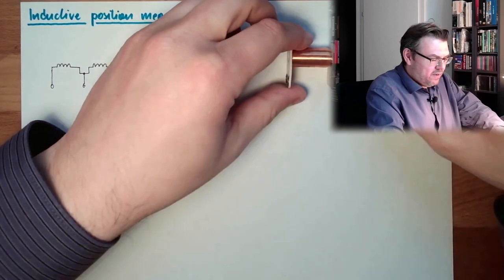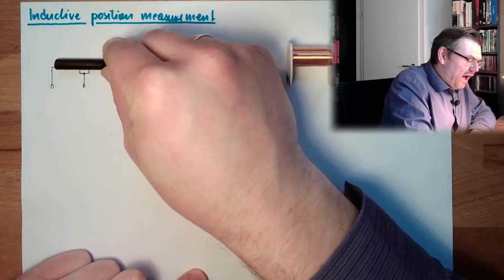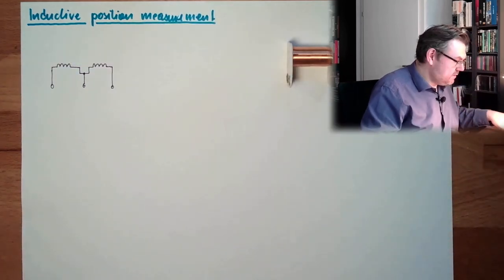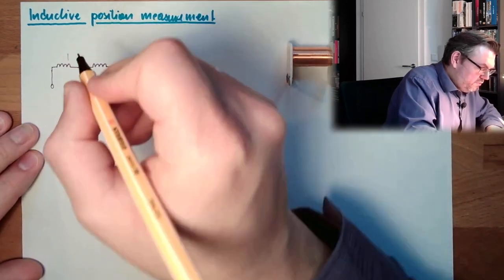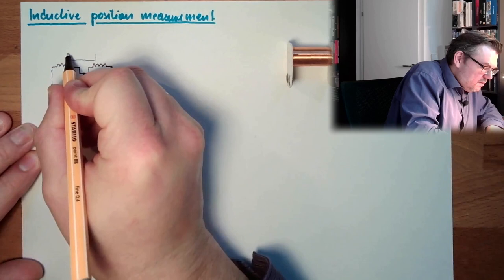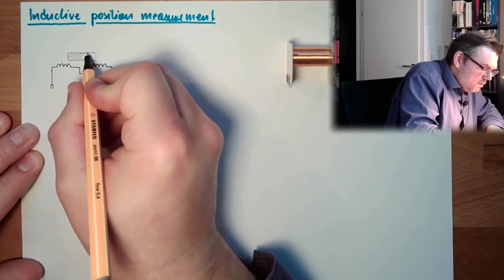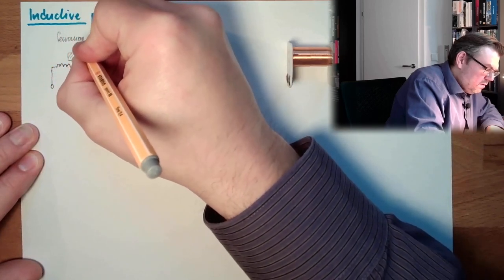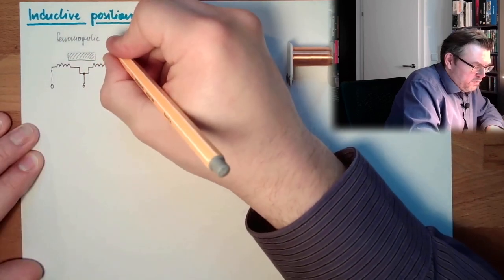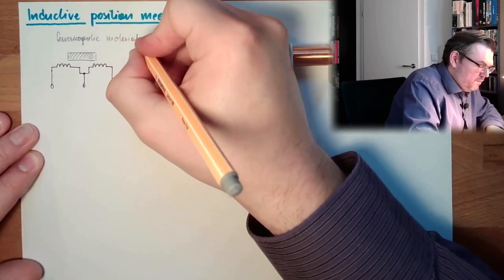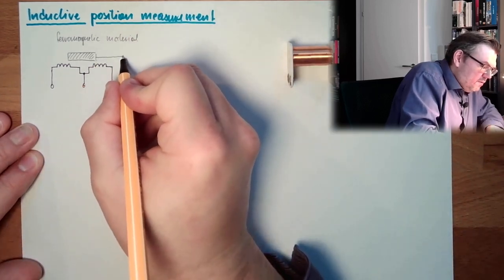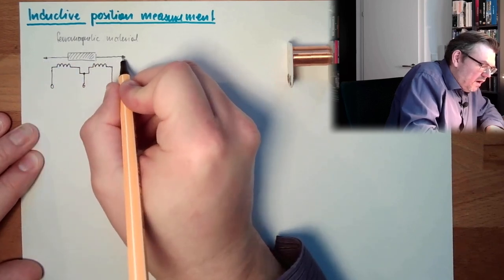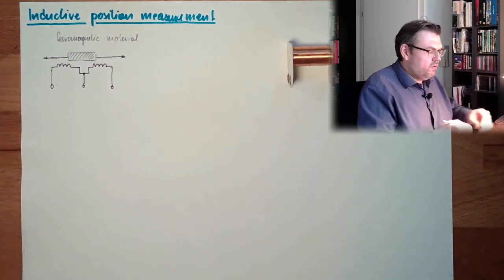And this metal part is now half in both coils, okay? Half in both coils. So here we have ferromagnetic stuff. I will draw it like that. This is a ferromagnetic material, and this is moving. And this is somehow attached to the thing I want to measure the position.